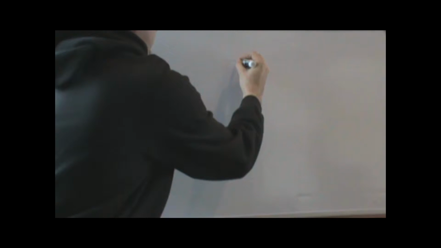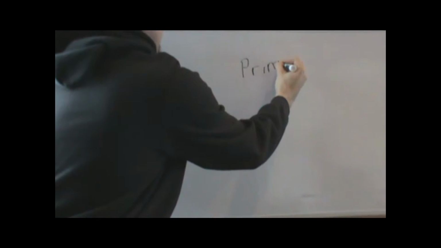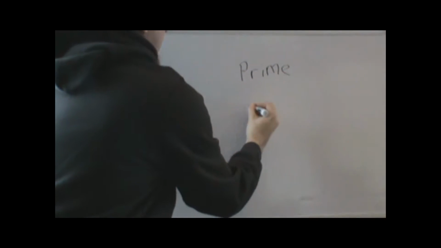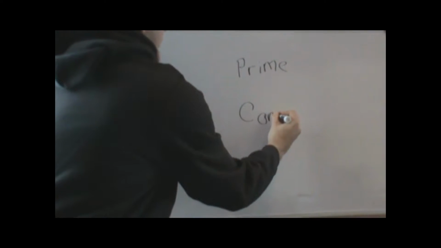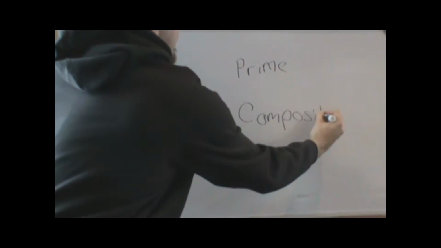The first thing I want to talk about when it comes to Chapter 4, Section 2, which is the chapter title Prime Factorization, is what is a prime number and what is a composite number. You have primes, and you have composites.